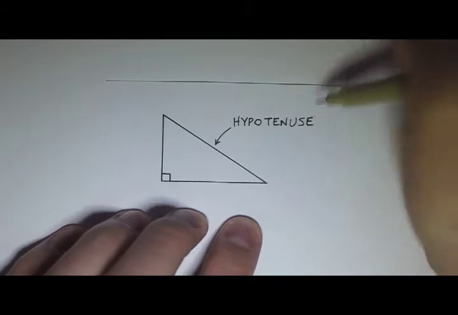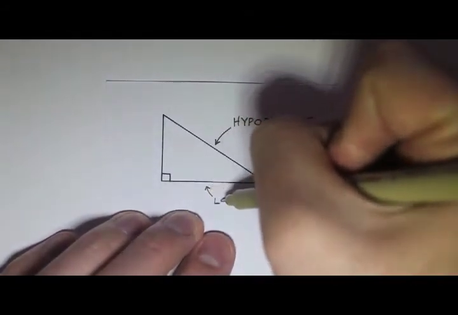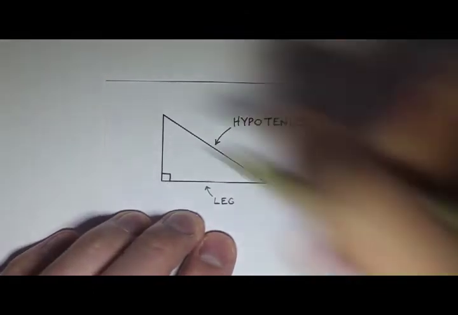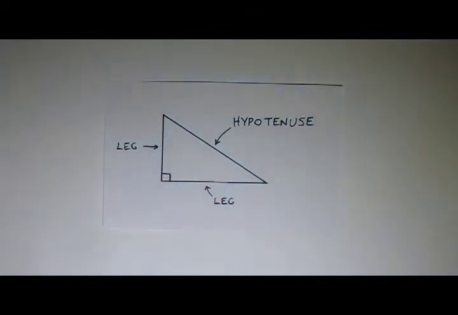Hypotenuse. Okay, and then these other two sides are called the legs. So that's a leg, and this side is a leg over here. Okay, so those are the basic parts of a right triangle, and if you're going to use the Pythagorean theorem, you've got to make sure that you have a right triangle, otherwise it doesn't work.